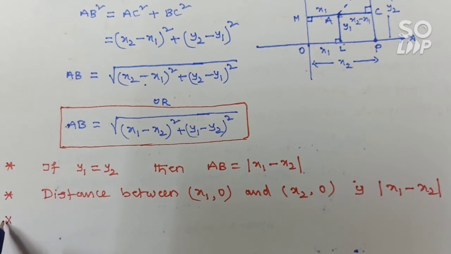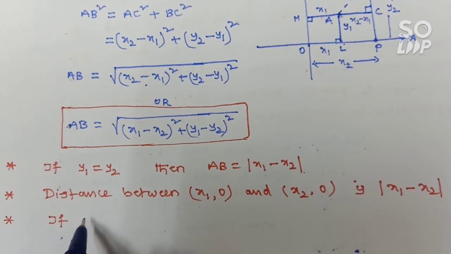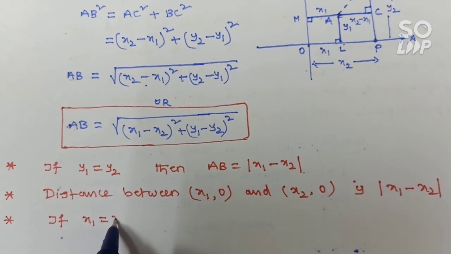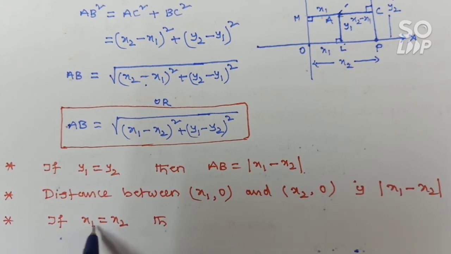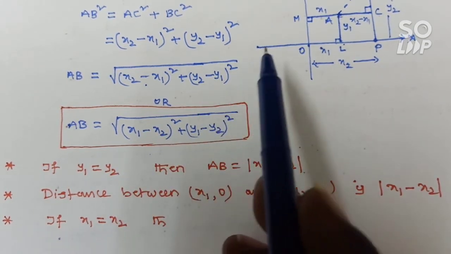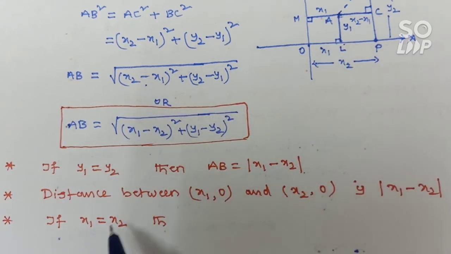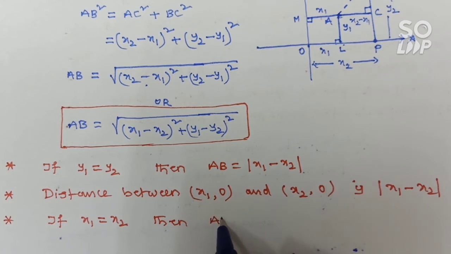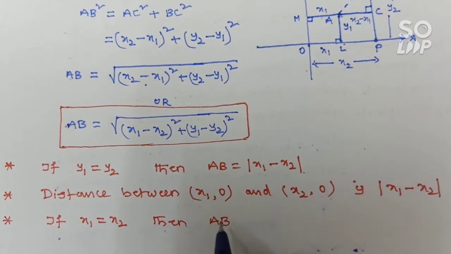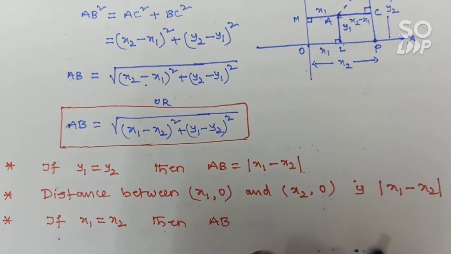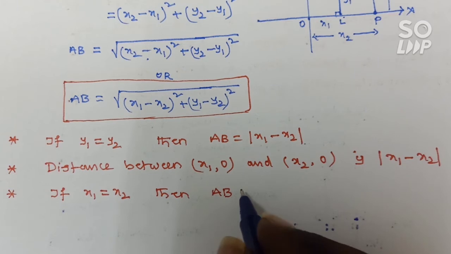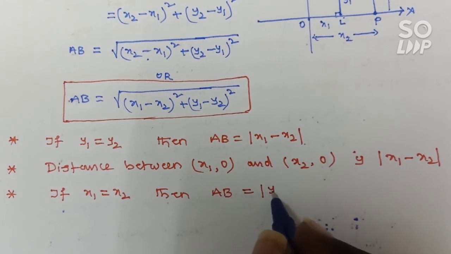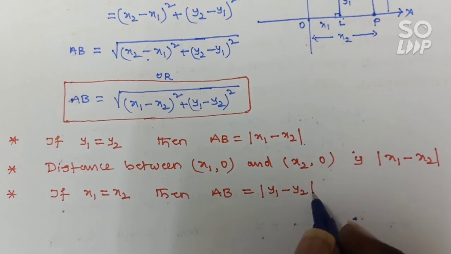Now similarly, if x1 is equal to x2, then AB is equal to, if x1 is equal to x2, these two are existing in which points? A point and B point. So in this figure you have x1, x2. If x1 is equal to x2, then AB, here AB represents the distance between the points A and B. AB is equal to modulus of y1 minus y2 or y2 minus y1.